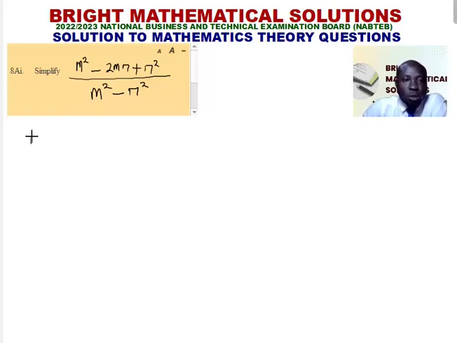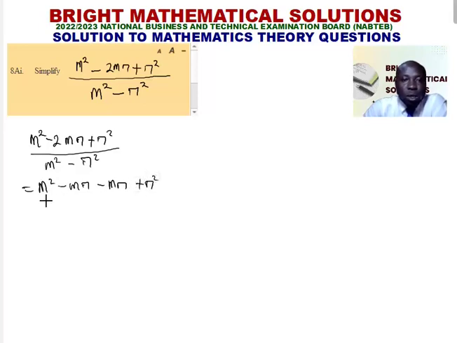Now for the numerator, that is m raised to the power 2 minus 2mn plus n squared all over m squared minus n squared. So this will now become, to separate them, let us separate this. That is minus mn minus mn plus n squared. Since this is a difference of two squares, this becomes m minus n bracket m plus n.